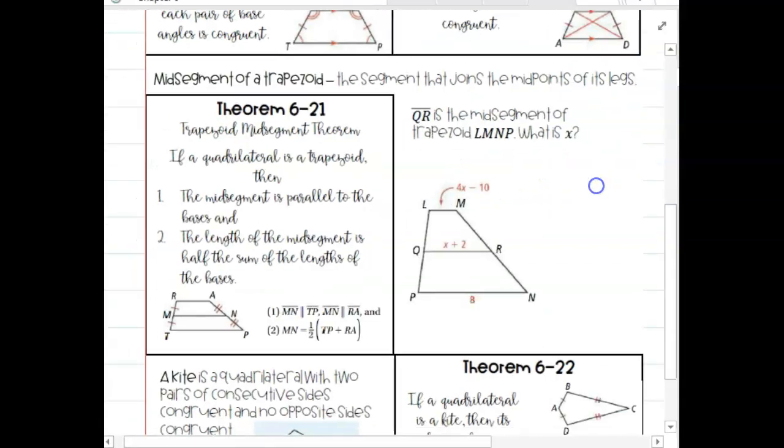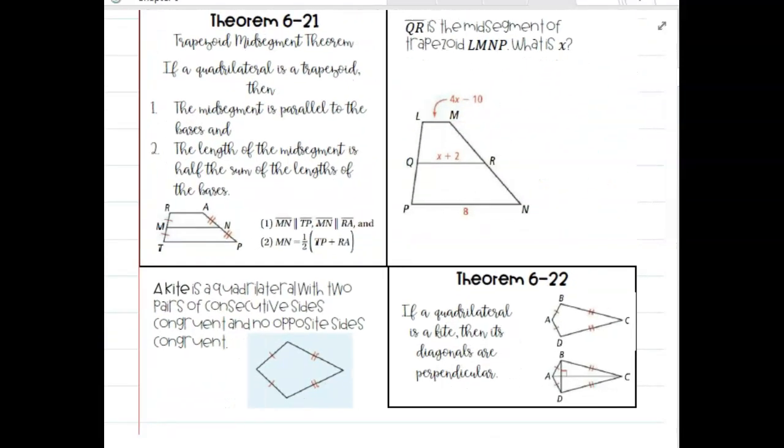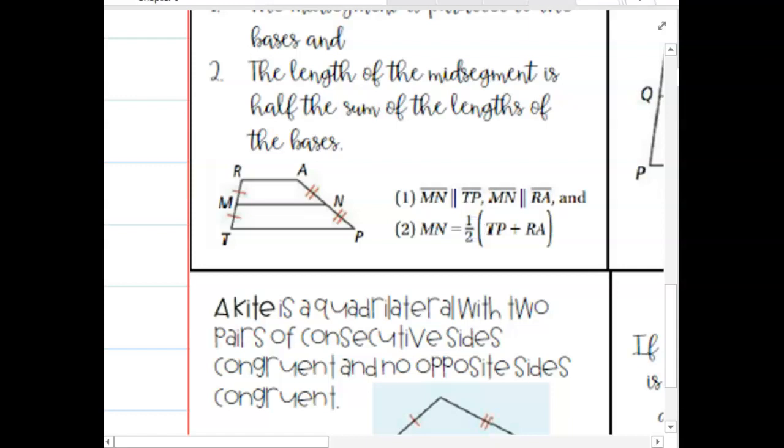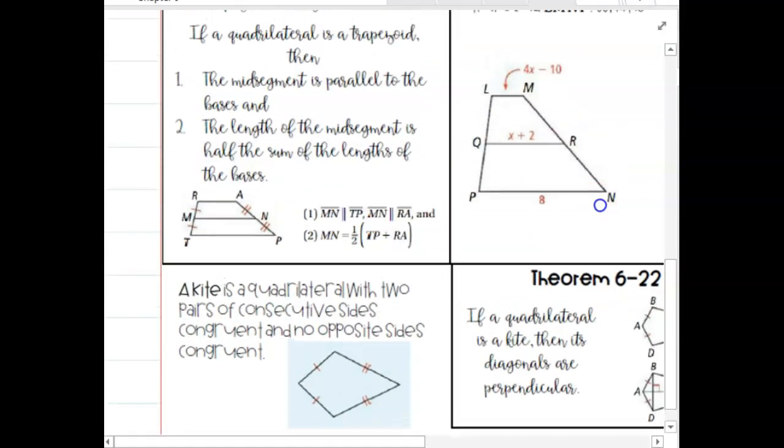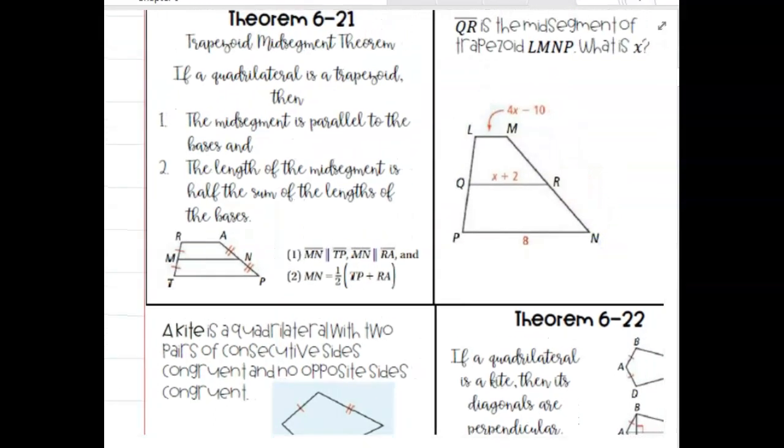So you can do the same thing with the trapezoid. So if M is the midpoint of RT, N is the midpoint of AP, means that those 2 are congruent and those 2 are congruent. This MN is the mid-segment. So the mid-segment, there's 2 things that this theorem tells me that we can conclude about the mid-segment. First of all, this is going to be really handy. The mid-segment is going to be parallel to the other 2 bases.